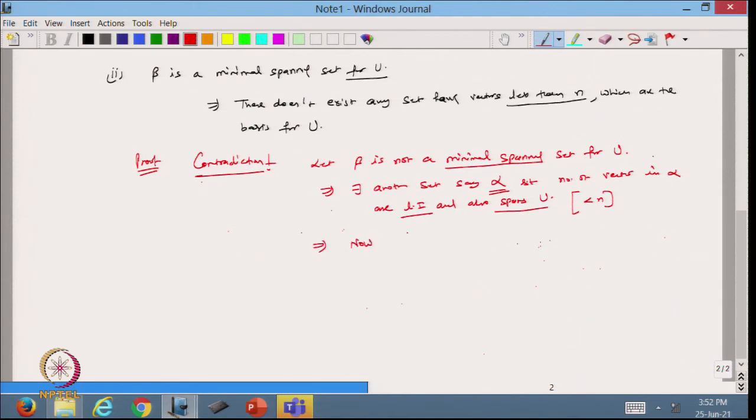Now, alpha contains n number of linearly independent vectors.